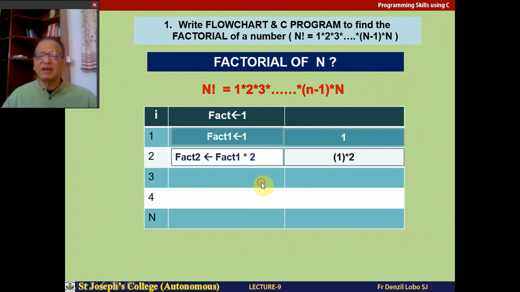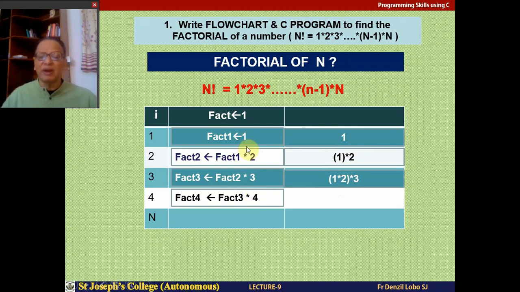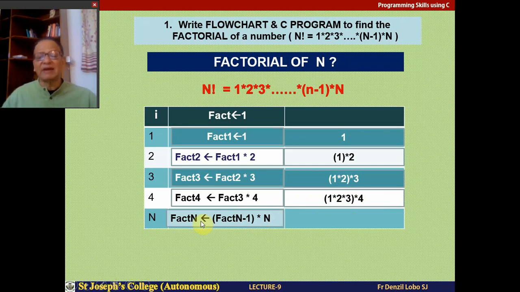How do I get fact 3? Fact 3 is equal to fact 2 into 3, so that is 1 into 2 into 3. How do I get fact 4? Fact 3 into 4 becomes fact 4, the factorial of 4, 1 into 2 into 3 into 4. Similarly, how do I get fact 5? Like that, or fact n. So I find the factorial of n minus 1, multiply by n, then I get the factorial of n.